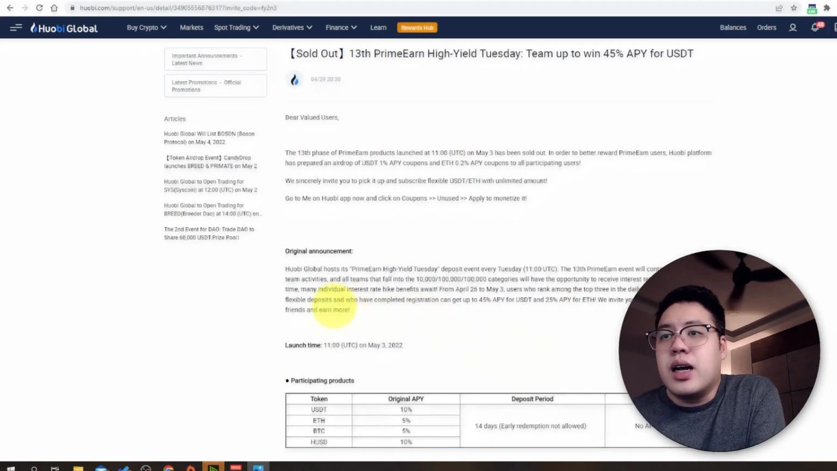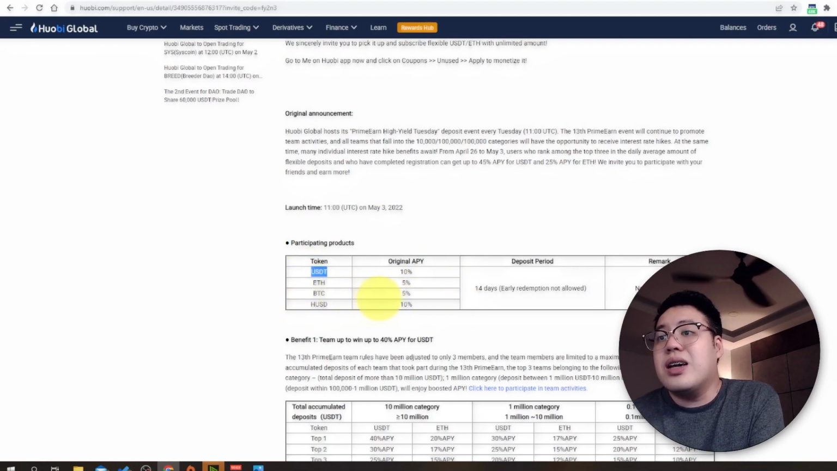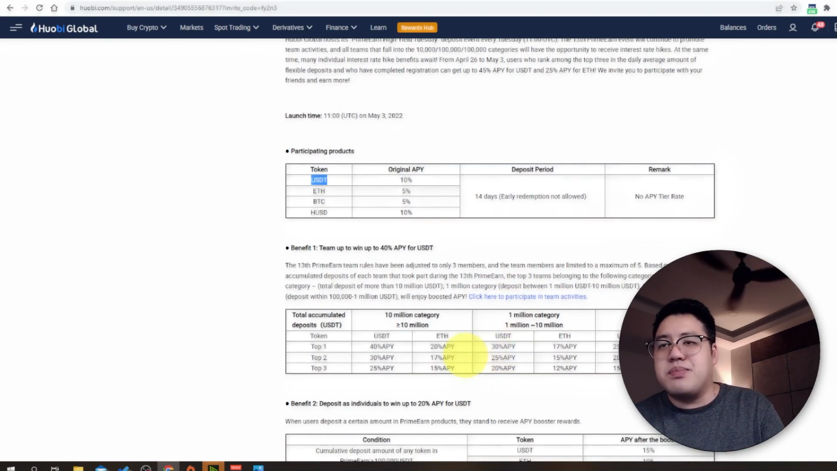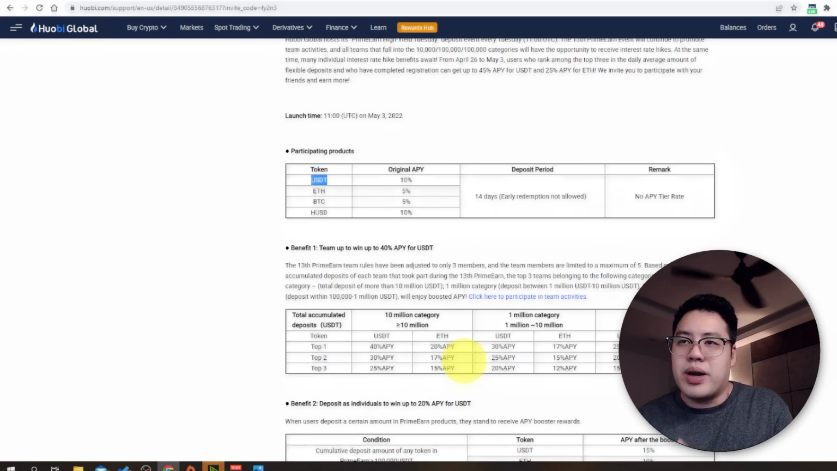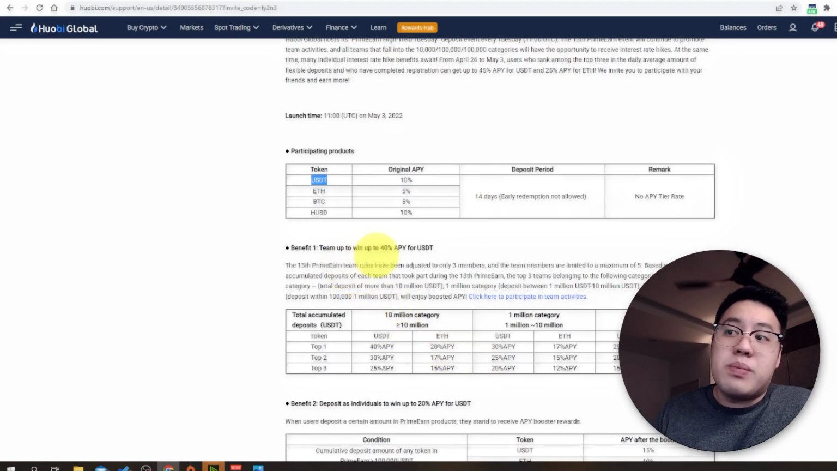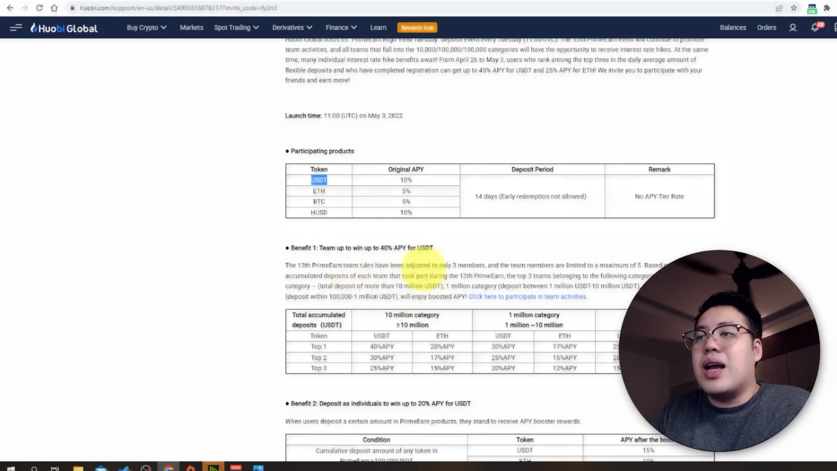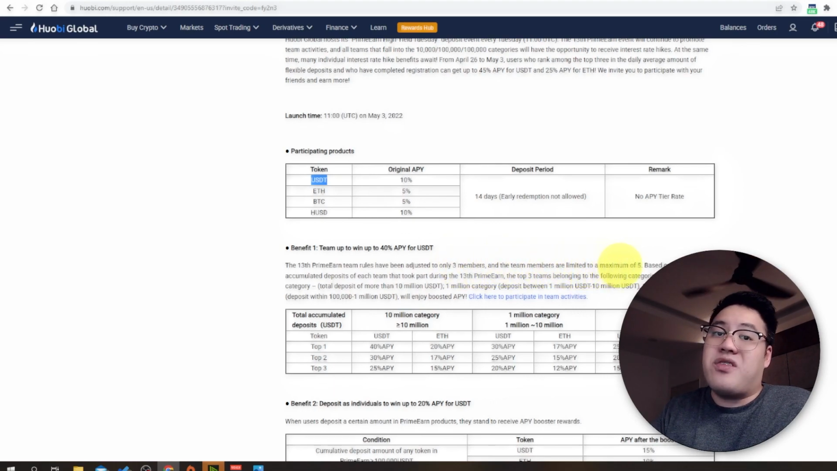You can see this official announcement, where you are able to get USDT 10% original APY, ETH 5%, BTC 5%, HUSD 10%. Everything is written here. I'll put down the link below so you guys can read more about that. And you can see, team up to win up to 40% APY for USDT, if you are able to team up with just 3 members, and the team members are limited to a maximum of 5 members.